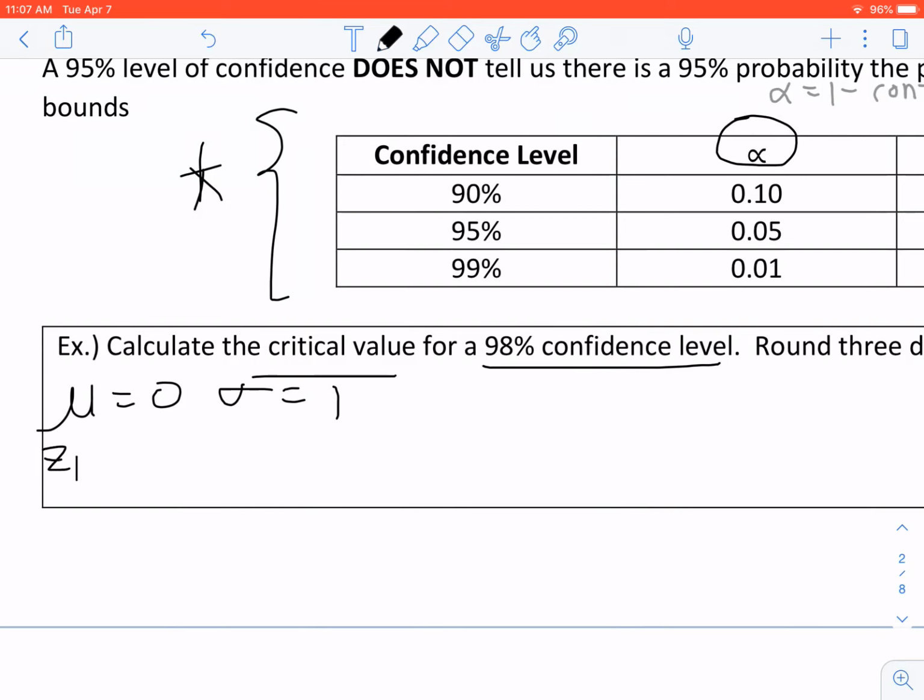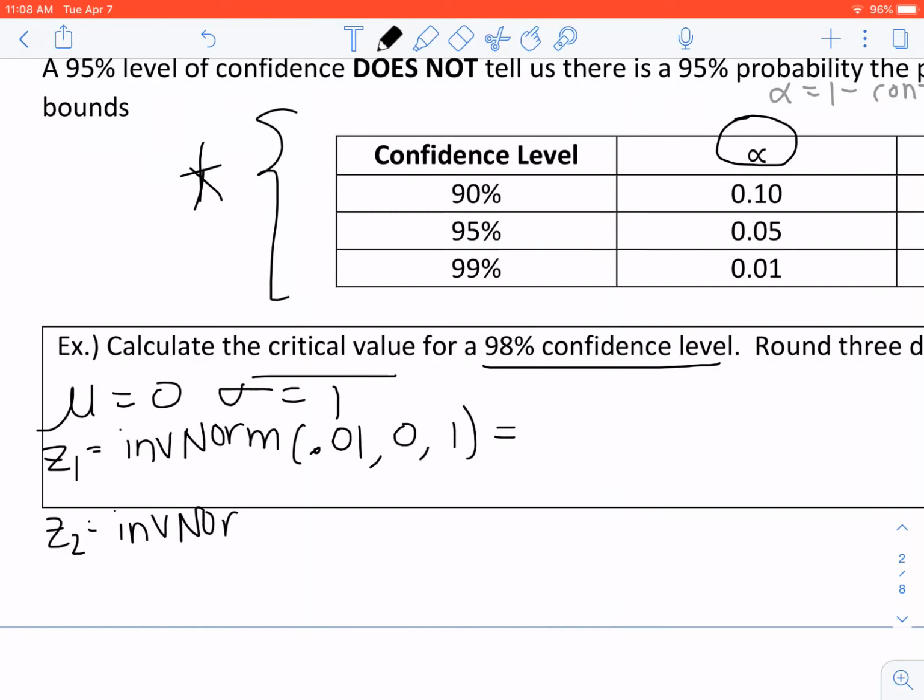So in order to calculate Z1, we'll use inverse norm. It's the area to the left, and for the first one, it's 0.01, comma, the mean, which is 0, comma, the standard deviation, which is 1. To calculate Z2, we would use inverse norm. The area to the left is 0.98 plus the 0.01, which is going to be 0.99. The mean is 0, standard deviation 1. Calculating these, the first one you're going to get negative 2.326. And for the second one, you're going to get 2.326.